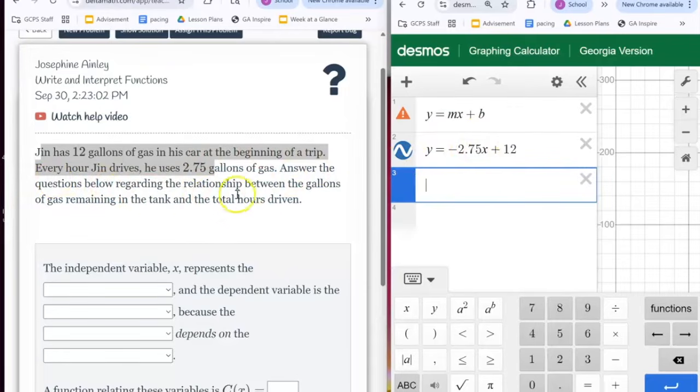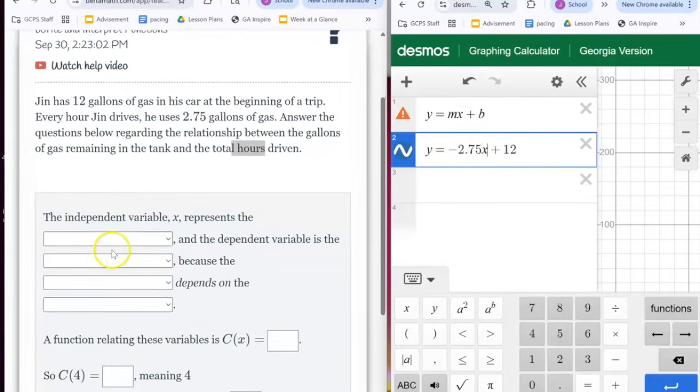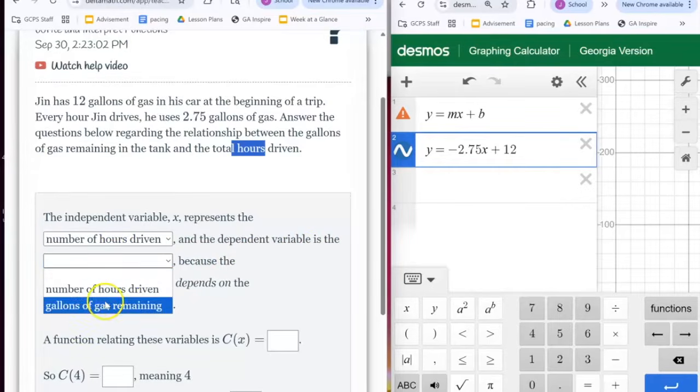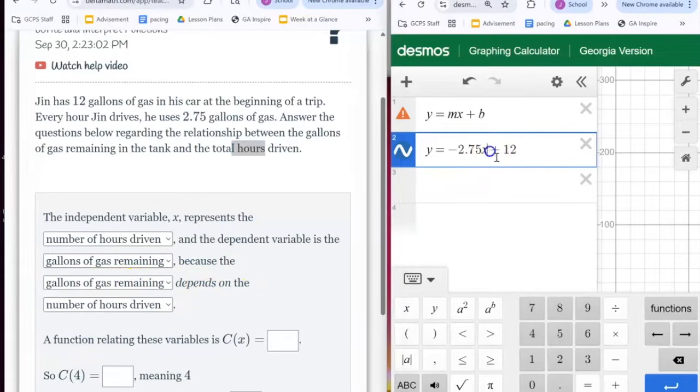All right, answer the questions below regarding the relationship between gas remaining in the tank and time. Okay, so you just need to know this is the gas remaining in the tank, and this is the time in what? Hours. Okay, now that I know that, x is time. That's independent. X is always independent. So I can come here and say x is time, number of hours. Dependent is not going to be time. It's going to be the other thing, which is how much gas is left. The dependent variable is gas because it's the gallons of gas remaining, so y depends on the number of hours. Meaning, I'm going to come in here and x is what again? Hours.